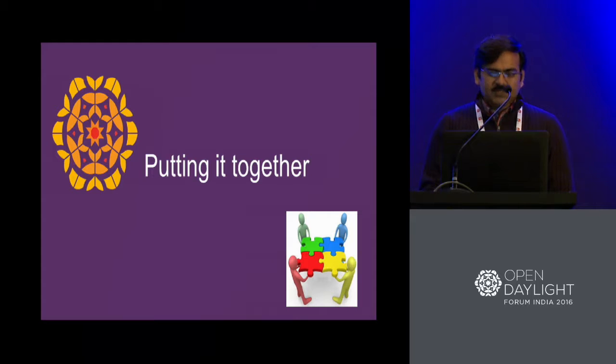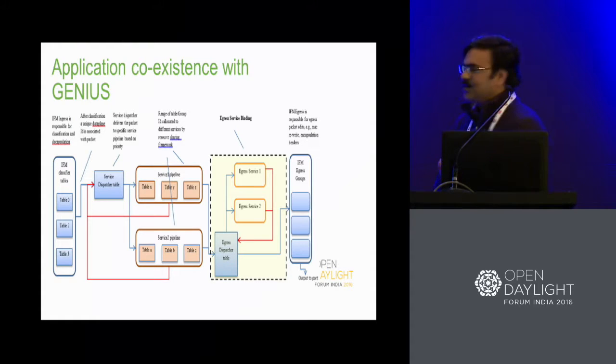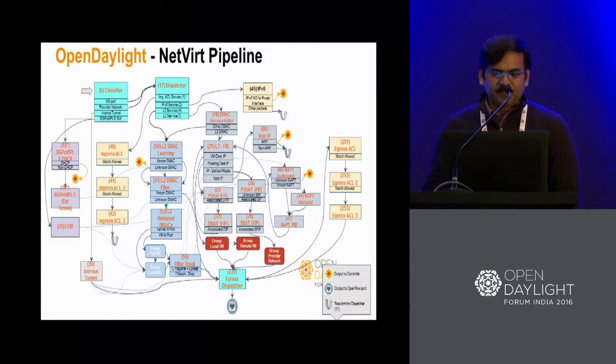Putting it together is the same pipeline I explained earlier. So this is the actual example. Currently the ODL Netvirt is using the Genius framework. We have our SFC module also trying to integrate or utilize Genius, and we are also discussing with GBP to integrate with Genius.